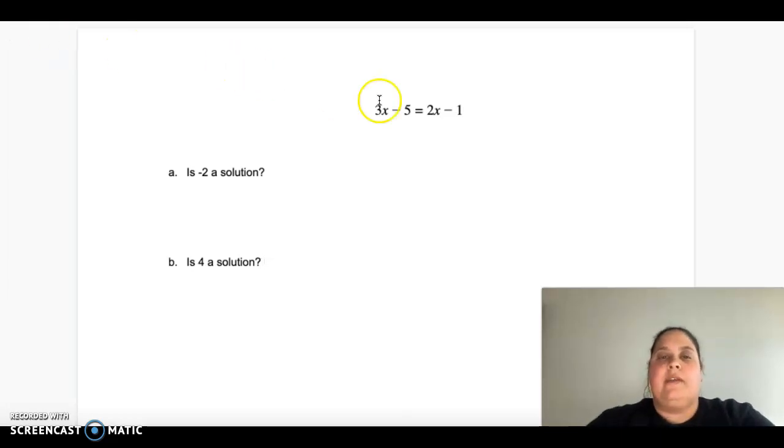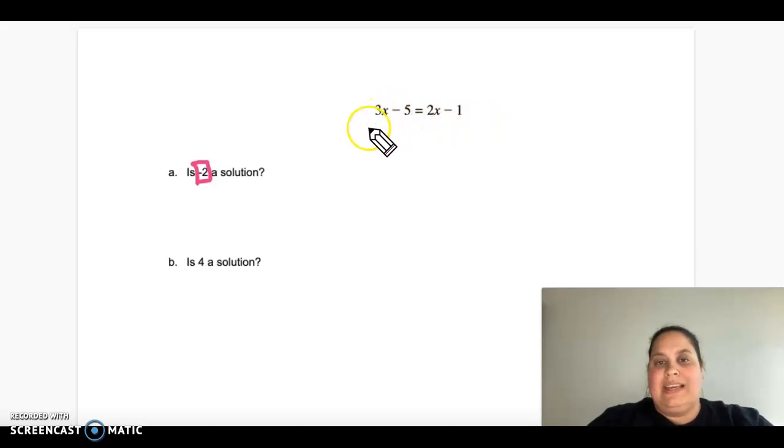So remember, they're going to give you an equation and they're going to ask you to check your solution, or they might use the word evaluate. So think about, if they say, is -2 a solution? What should you do to figure this out? Hopefully you said we should take this -2 and plug it into the equation.